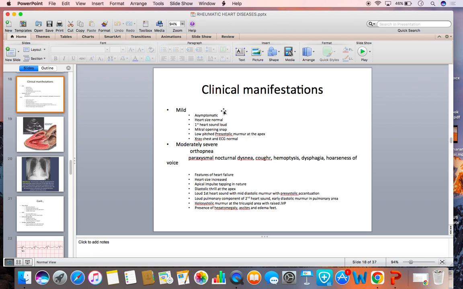In long-standing cases of mitral stenosis, the patient may complain of difficulty in swallowing, dysphagia, because of the pressure of the left atrium onto the esophagus. He may also develop hoarseness of voice because of the pressure on the recurrent laryngeal nerve. Okay, these are the other features of the clinical presentation of moderately severe long-standing mitral stenosis.